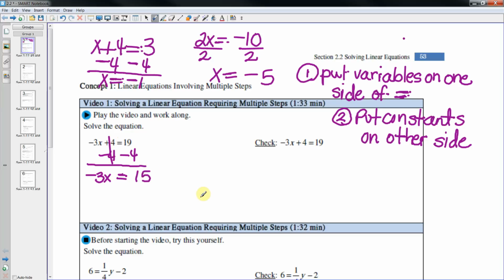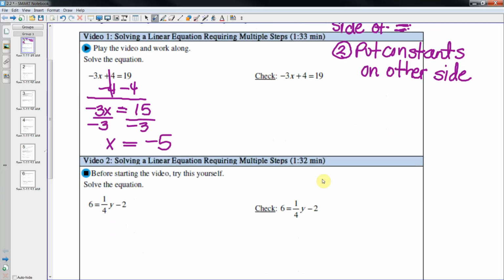Now it looks kind of like the ones we did at the very end of the last section where we had to divide in order to solve it. So I'm going to divide by -3 on both sides. So I get x equals -5, and that would be my solution. So the key was to move your variables to one side. In this case, I just had the one variable. It stayed on the left side. I needed to move that constant that was over there to the other side of the equal sign. So the plus 4 needed to move over, and then I could divide to solve the rest of it.